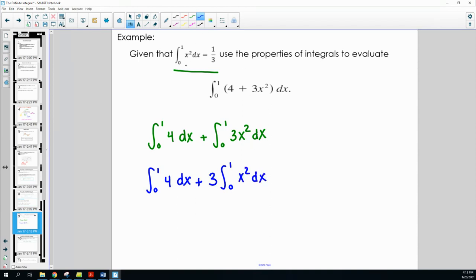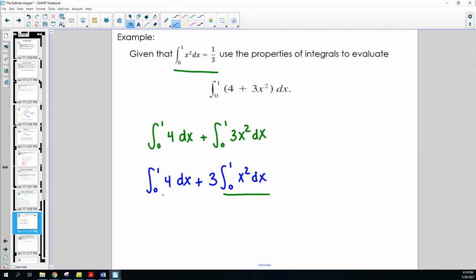So now I have what I was given, right? I was given the integral from 0 to 1 of x squared dx, and I have that exactly here. So that is going to match here, right? These are the same thing. So now what I'm going to do is replace that with 1/3.